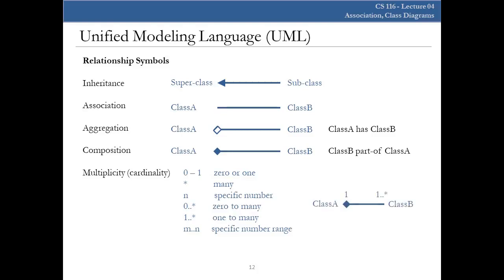For example, here you can see that I have written two numbers. The first one, that is 1, is for class A. That means I can have one object of class A. And for class B, I can have one to many objects of class B. So basically, it's a one to many relationship. That means that one object of class A can have one to many objects of class B.